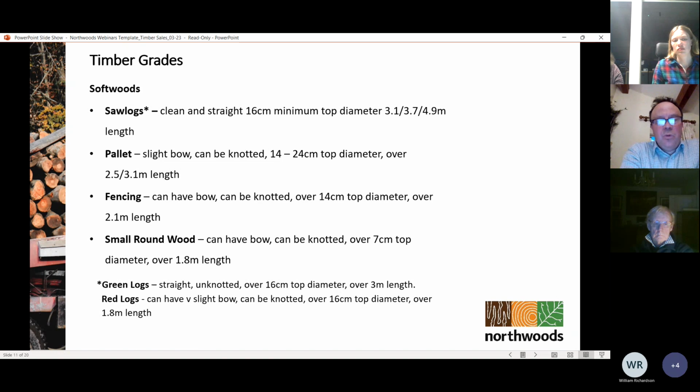And then you have small roundwood, which is normally the top of the tree, 7 centimetres in the current market. When they're short of wood, 5 centimetres, normally 1.8 metre minimum length, 2.2, 2.5 up to 3 metres.